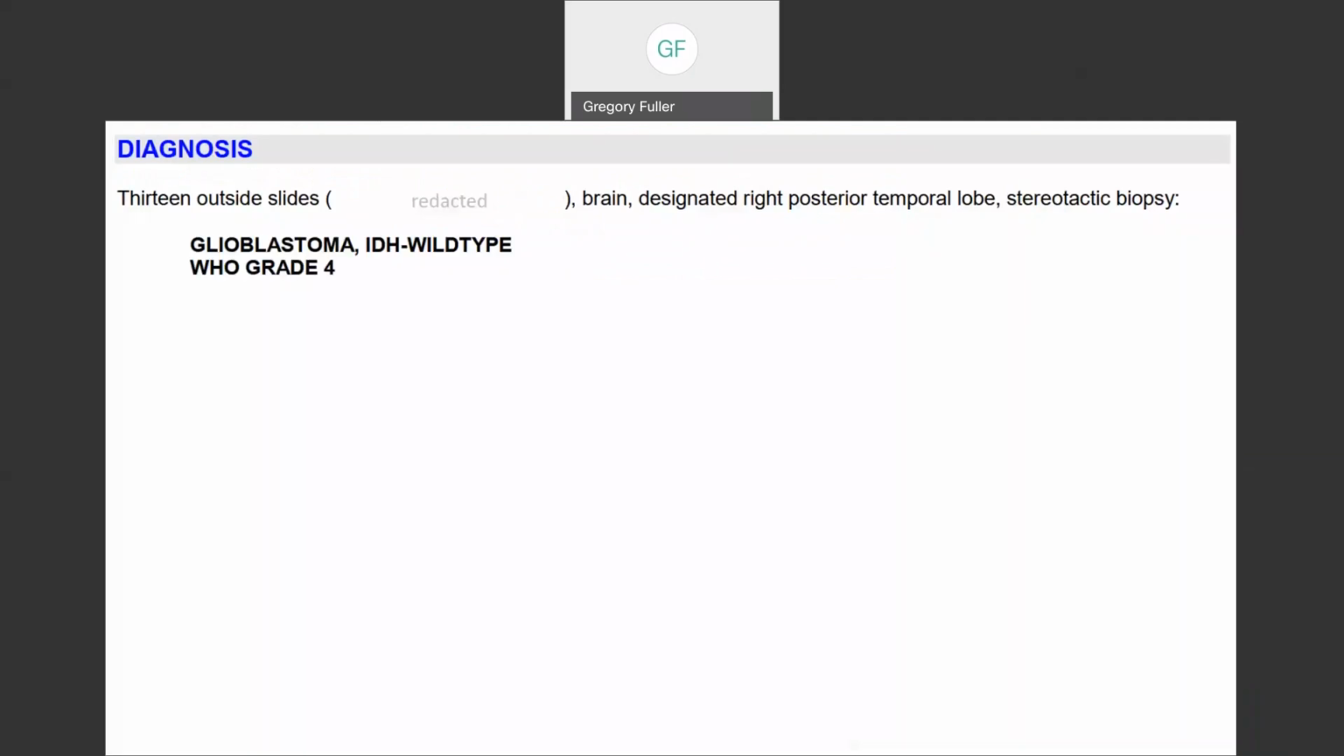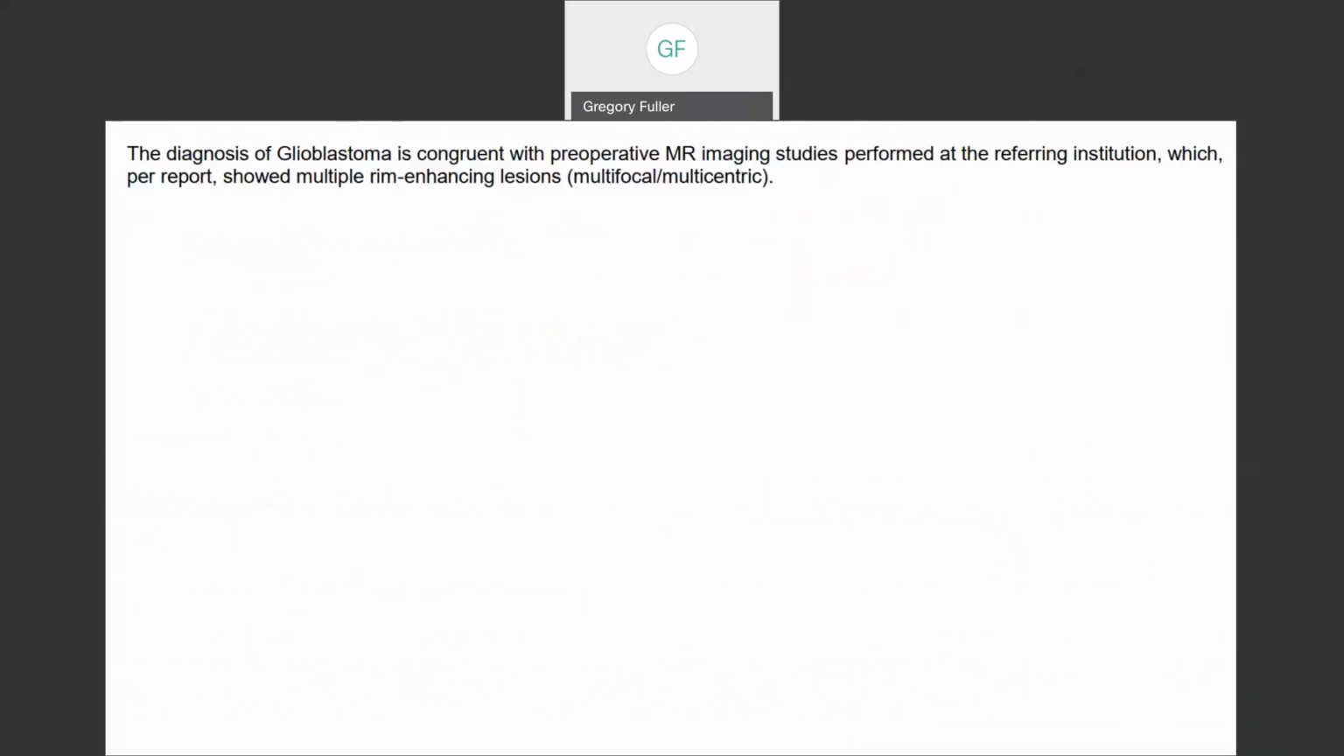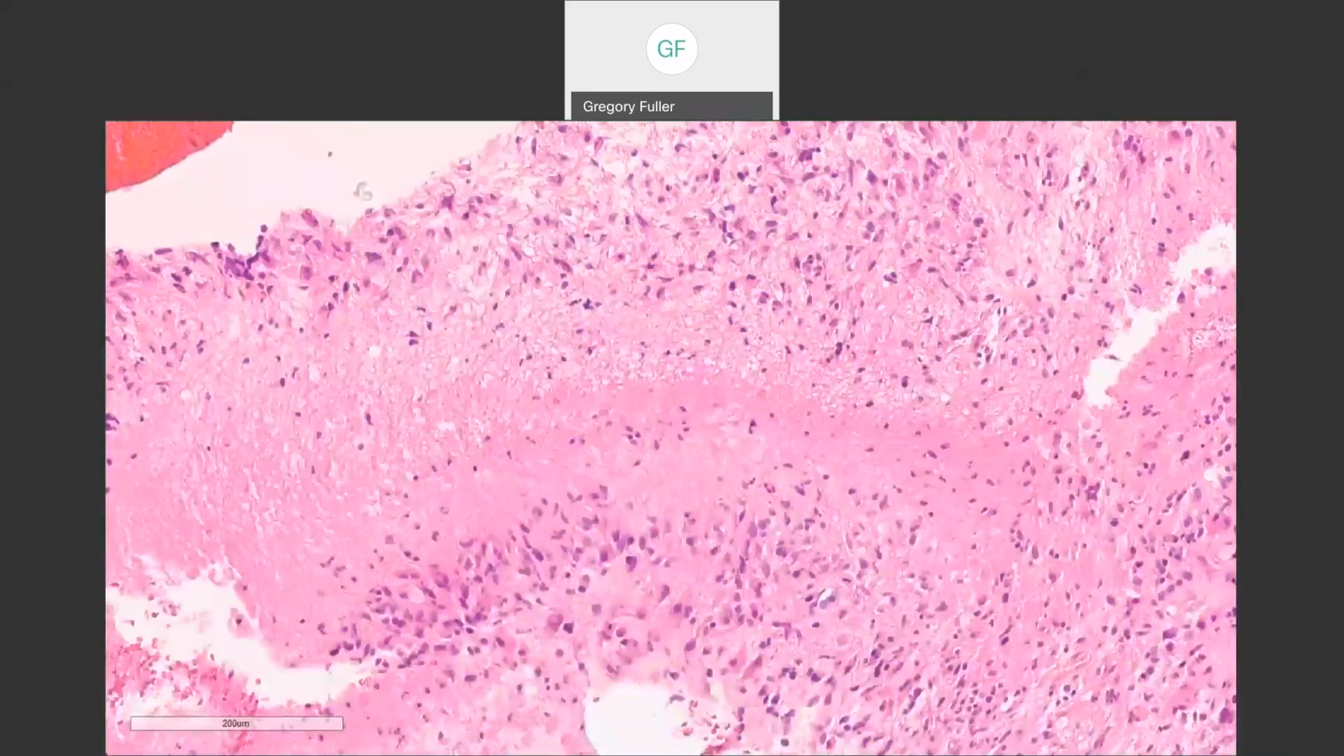Glioblastoma, IDH wild type, grade 4. There's all that, yada, yada. I'm moving pretty quickly here. All right, I'm sure I didn't show you this image. Yeah, there's a glia, and I'm sure you're saying, well, if you showed me that... Well, guess what? The outside pathologist didn't home in on that.